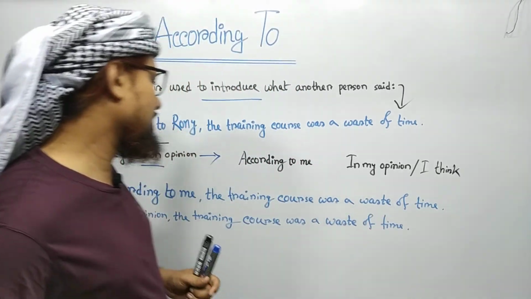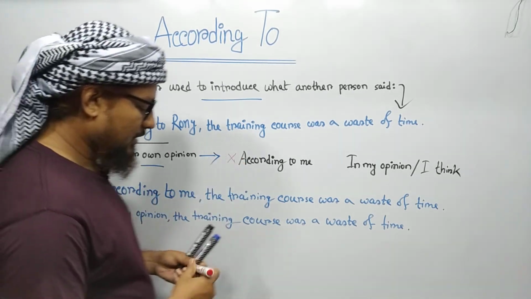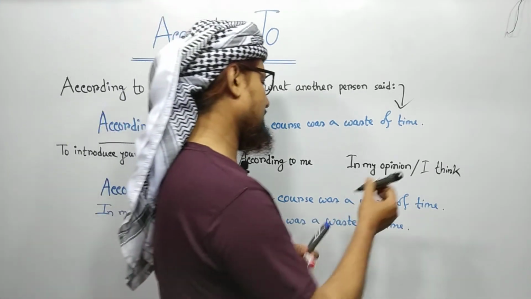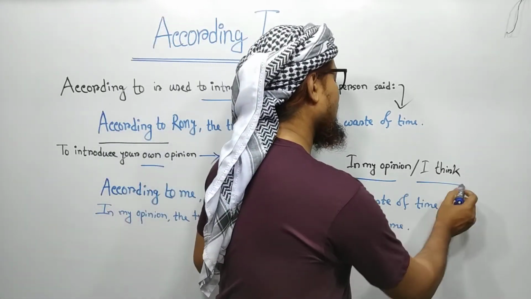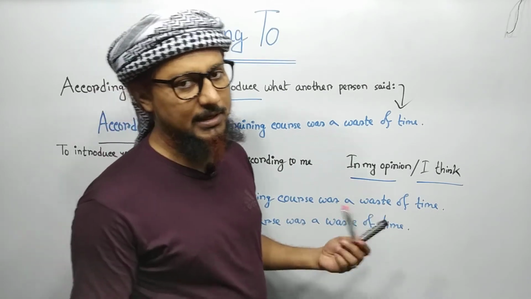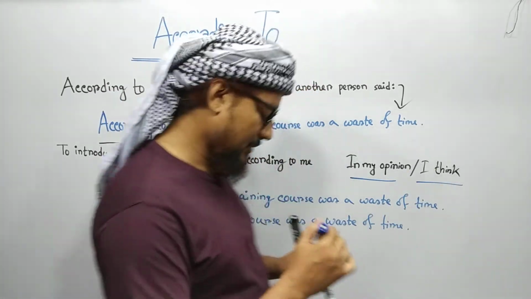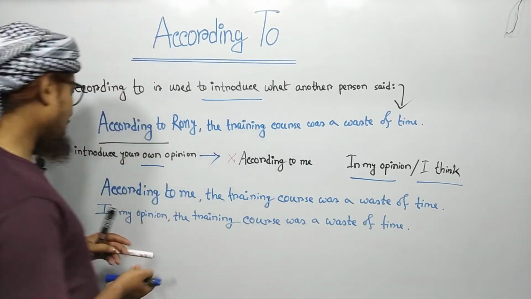When you are talking about your opinion, you shouldn't use according to. Rather, you should use either of them: in my opinion, or I think. Either is fine, no problem. In my opinion, or I think, but not according to me. So let's look at an example.